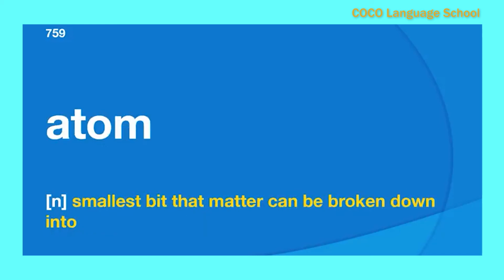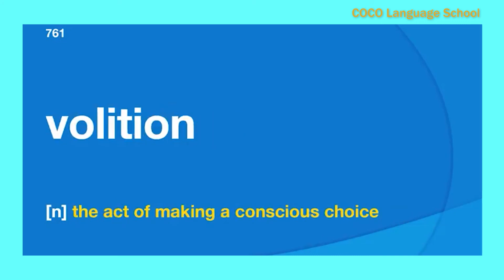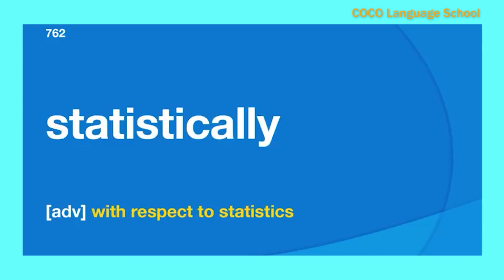Smallest bit that matter can be broken down into. Atom. An object that can be used to hold things. Container. The act of making a conscious choice. Volition. With respect to statistics. Statistically.